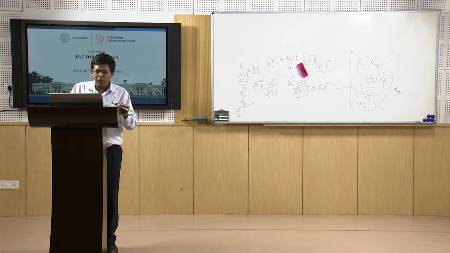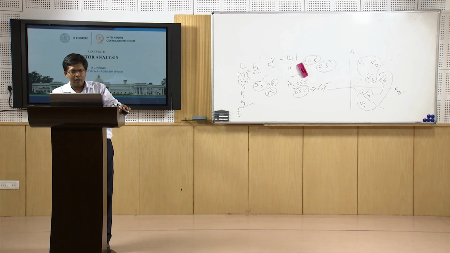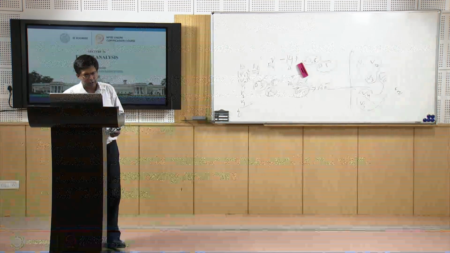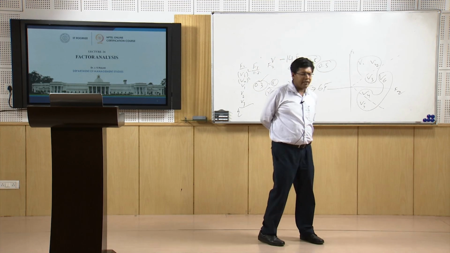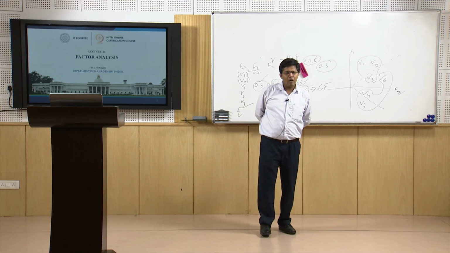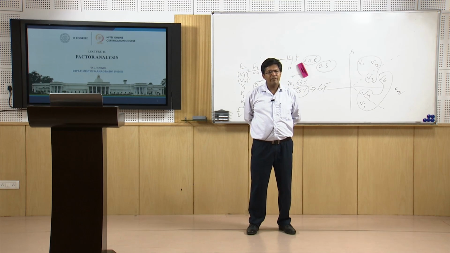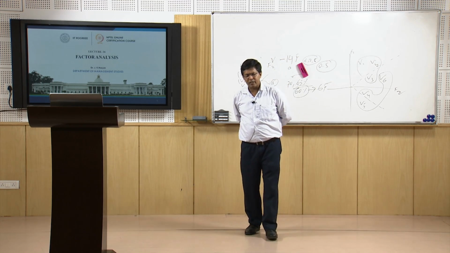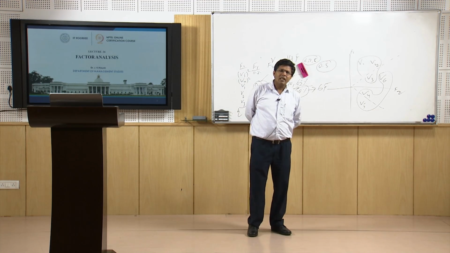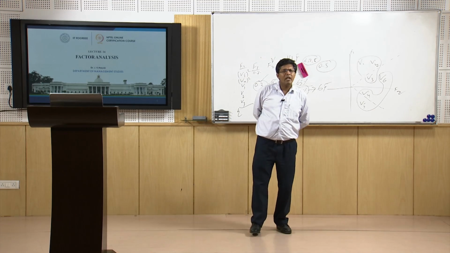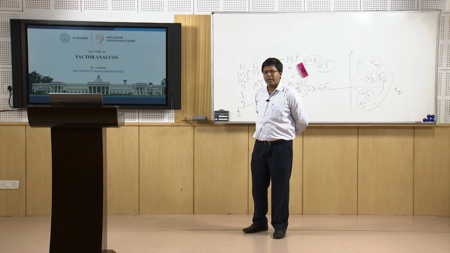So, how do you do this? I am skipping these slides and getting directly into the next part. From here we will talk about using the FA results. This is very important. Till now we have understood how to create the factors, and on what basis you will make the factors. Now the question comes, we said it is an interdependence technique. Can I use these factors? How will I use these factors? What is the methodology of using them?